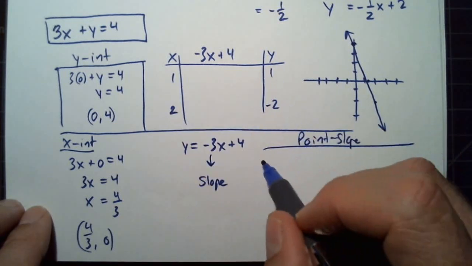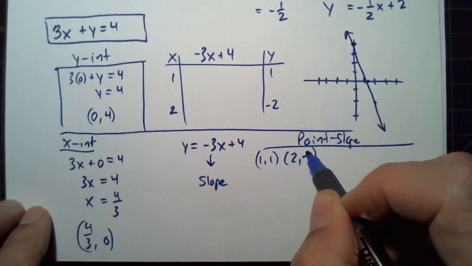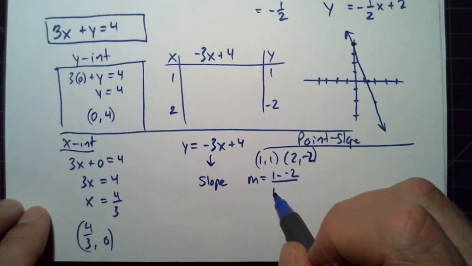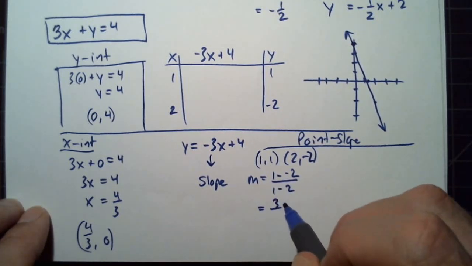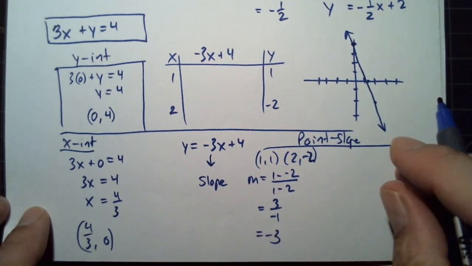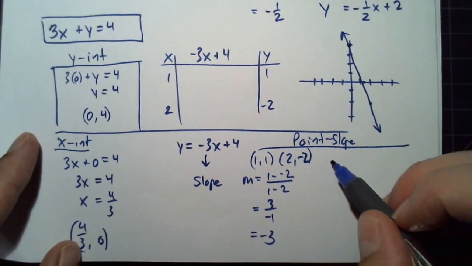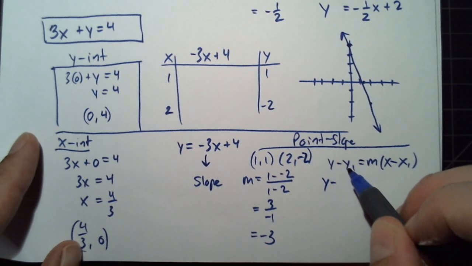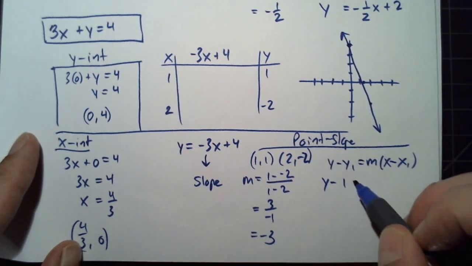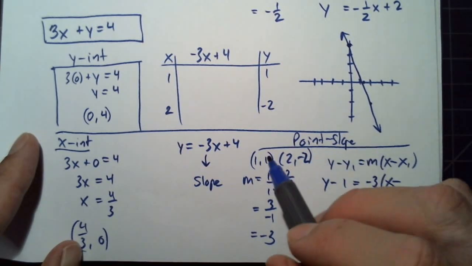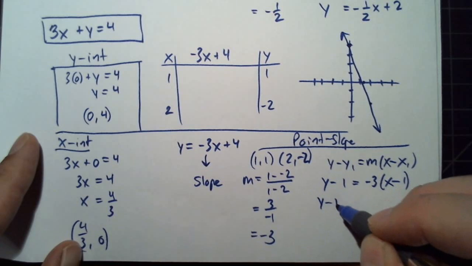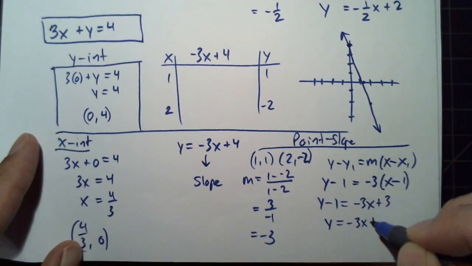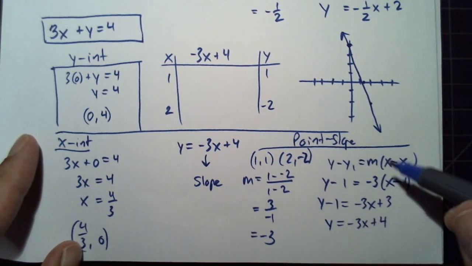And what if we were given 1, 1, and 2, negative 2? So we could find the slope with 1 minus negative 2 over 1 minus 2. So there'll be 3 over negative 1, negative 3. Then we use y minus y1 equals m times x minus x1, and for y1, let's just say that it is 1. The slope is negative 3, and then the x value would be 1. And so we get the same equation.